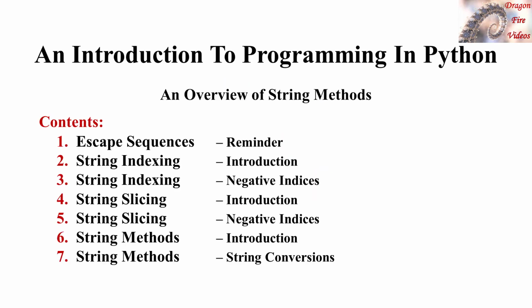In this video, we will give a brief reminder or review of escape sequences, and then we will look at string indexing and string offsets in Python, beginning with an introduction, then an exploration into the negative indices or negative offsets. Then we will look at slicing, again doing a base introduction, then looking at negative indices when constructing or extracting string slices. Then we will close with a brief examination of some classical string methods and looking at string conversions.